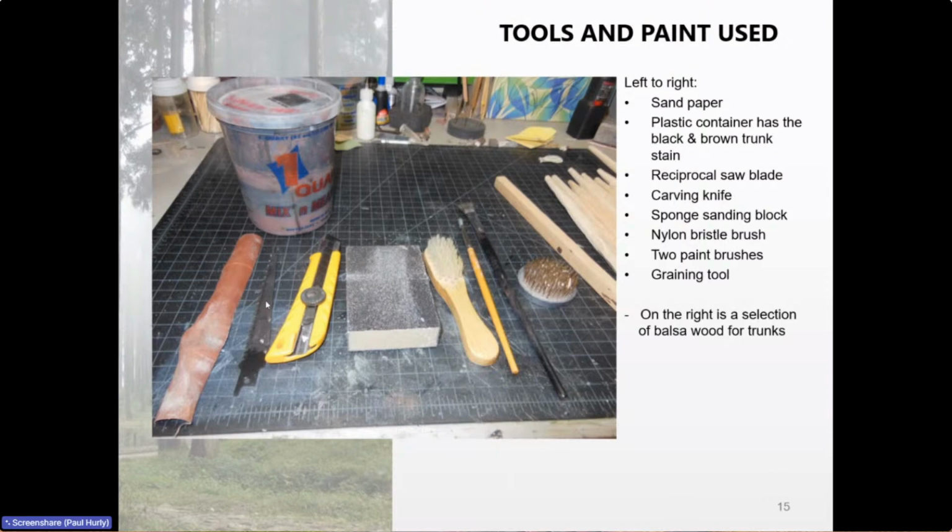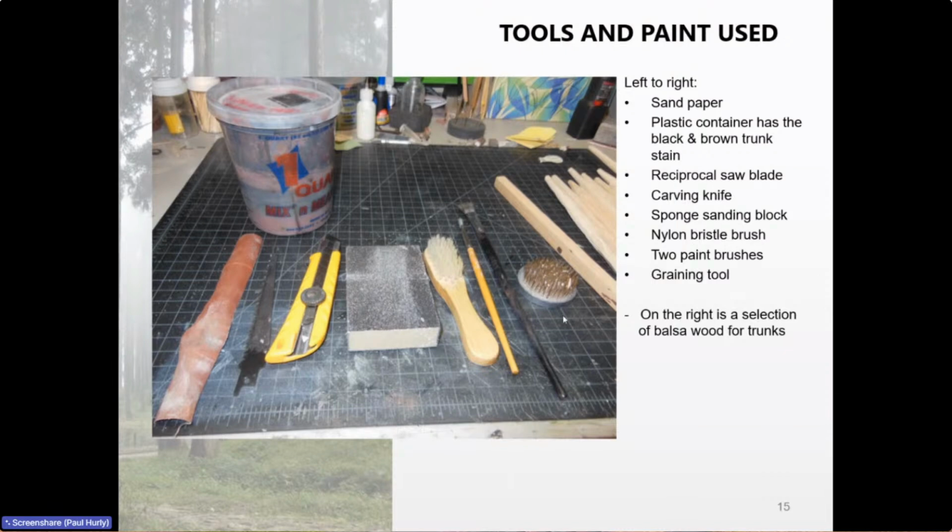There's a reciprocal saw blade. I used one, of course. Then there's your carving knife, a yellow thing. And what I like about that is you can break off the ends of the blades and still have a sharp blade all the time. Then there's a sponge sanding block there. And then there's a little brush to clean up the blooming mess that you leave behind, that's for sure. Then there's two brushes, one very stiff brush and another softer brush. And then you'll see a little tool there at the bottom.